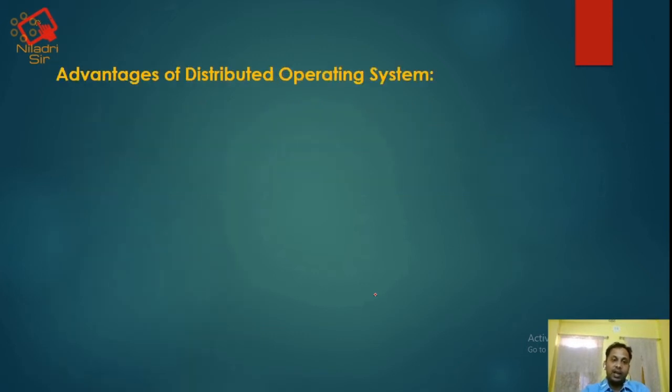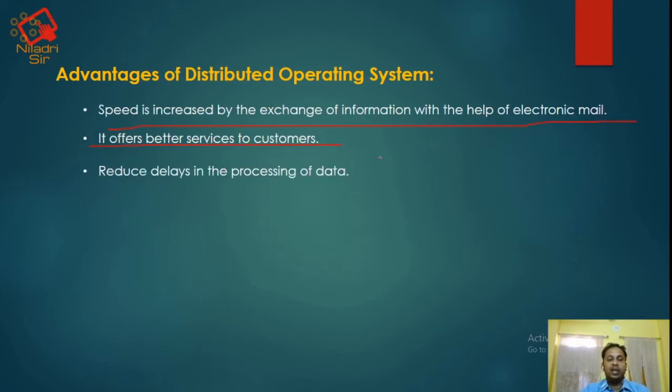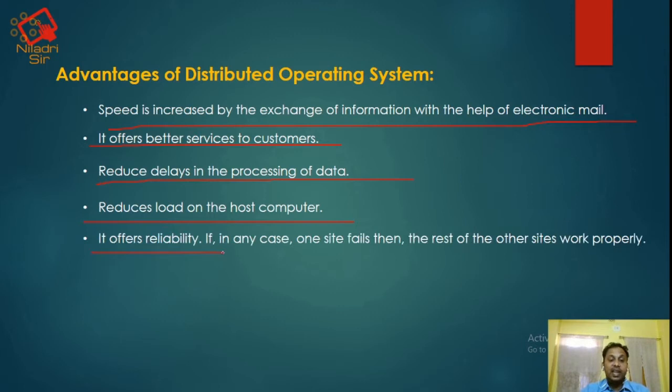So what are the advantages of a distributed operating system? Speed is increased by the exchange of information with the help of electronic mail, and it offers better services to the customer. It also reduces the delays in the processing of data. It reduces the load on the host computer. It offers reliability. That means if one side fails, the other sides work properly.